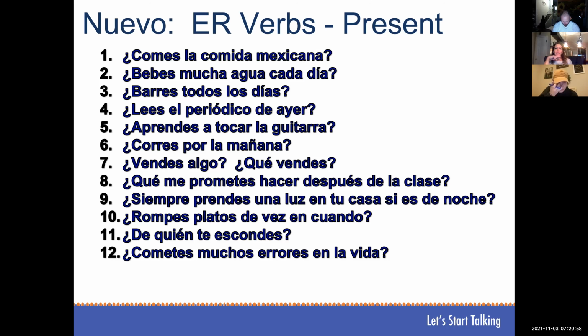¿Aprendes a tocar la guitarra? No, no aprendo a tocar la guitarra. ¿Corres por la mañana? Do I say sometimes es algún veces? A veces. A veces corro por la mañana. ¿Vendes algo? No, no vendo algo. And in the negative, you'd say no vendo nada. Oh, no, no vendo nada.